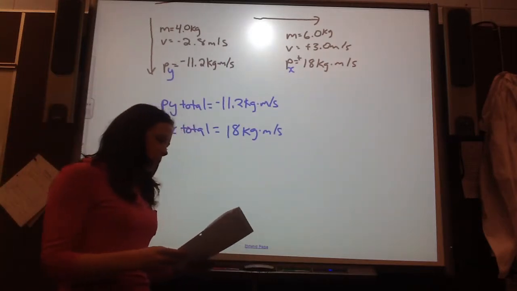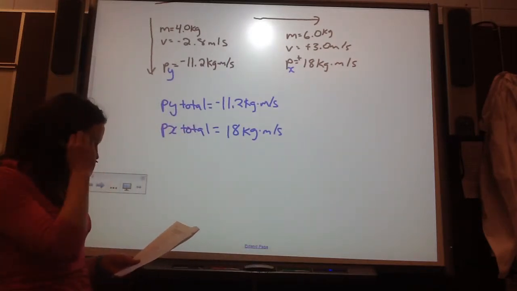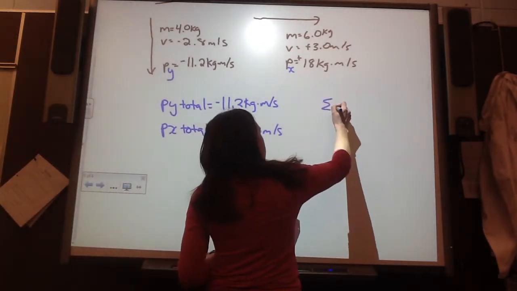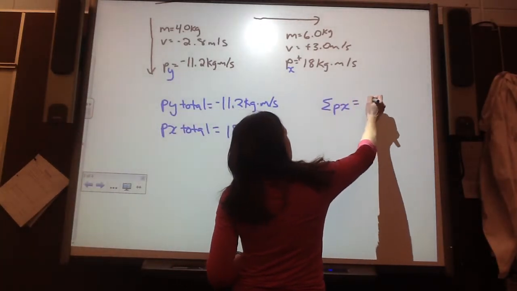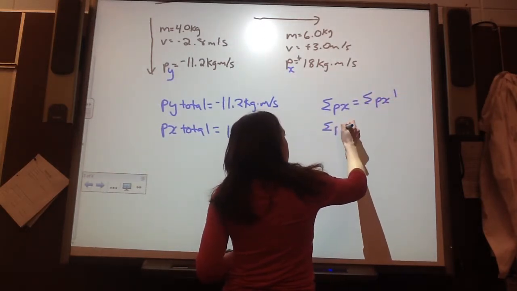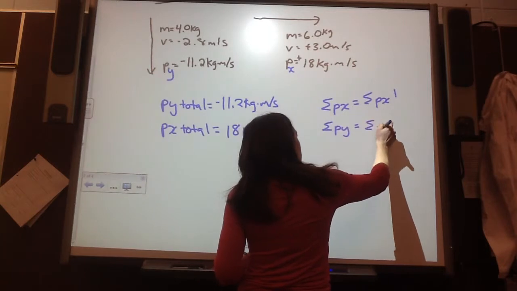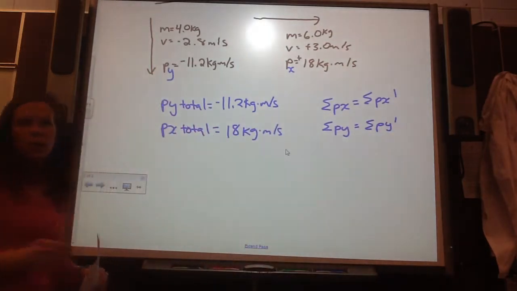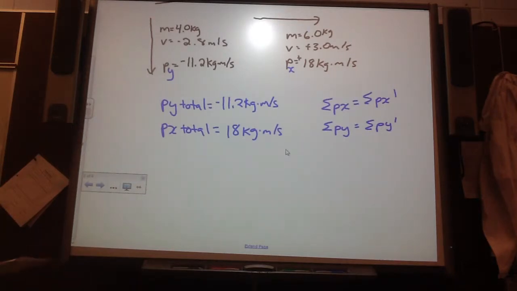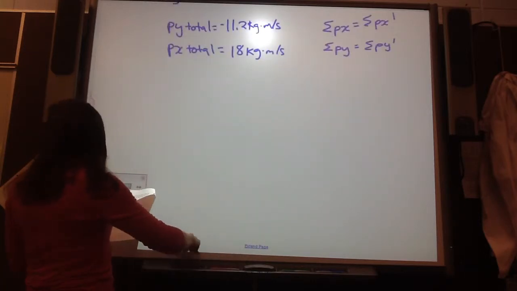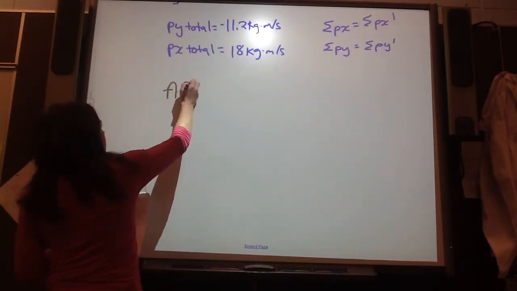So then, to figure out our after information, we make the assumption that the sum of our Px is equal to the sum of our Px prime, and the sum of our Py is equal to the sum of Py prime. So that's the assumption that we use throughout the rest of the question. So now let's write down what happened after.